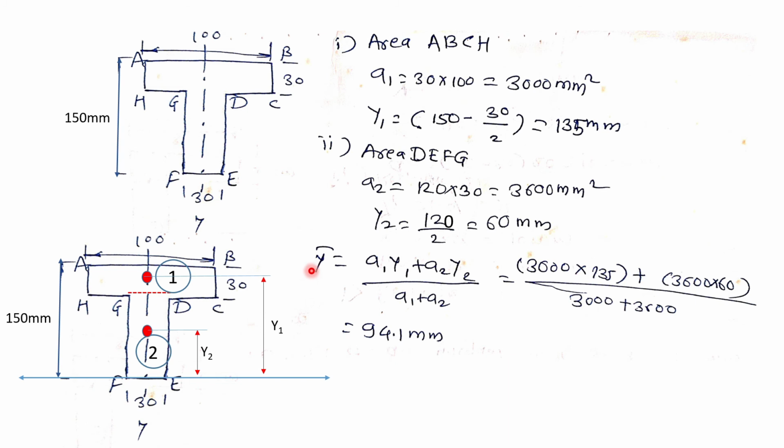And if we replace all these values of a1, y1 and a2, y2 by calculating those values and putting them in the formula, we get the value of y bar as 94.1. That is, from this reference axis x, on this particular symmetrical line, at a distance of 94.1 the CG lies. So that is about the T section, dear students.